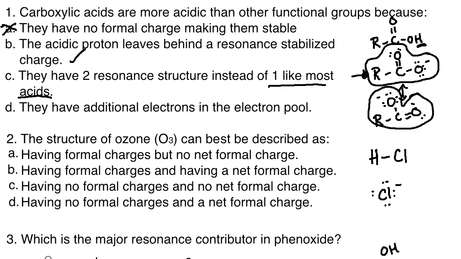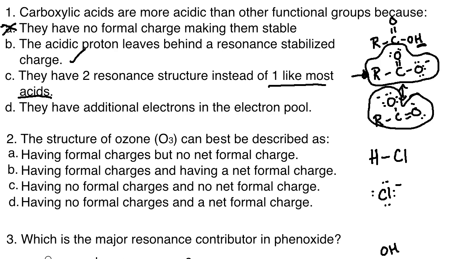And on the flip side, if I drew something like sulfuric acid, it could have more than 2 resonance structures when I'm looking at all the oxygen surrounding that sulfur. So the problem with this is, while there are 2 resonance structures, to state that instead of 1 like most acids would be an incorrect statement, because most acids are all over the place. They could have 3, 4 resonance structures. They may have no resonance structures, okay? Although acidic protons are usually going to be based on some level of stability.